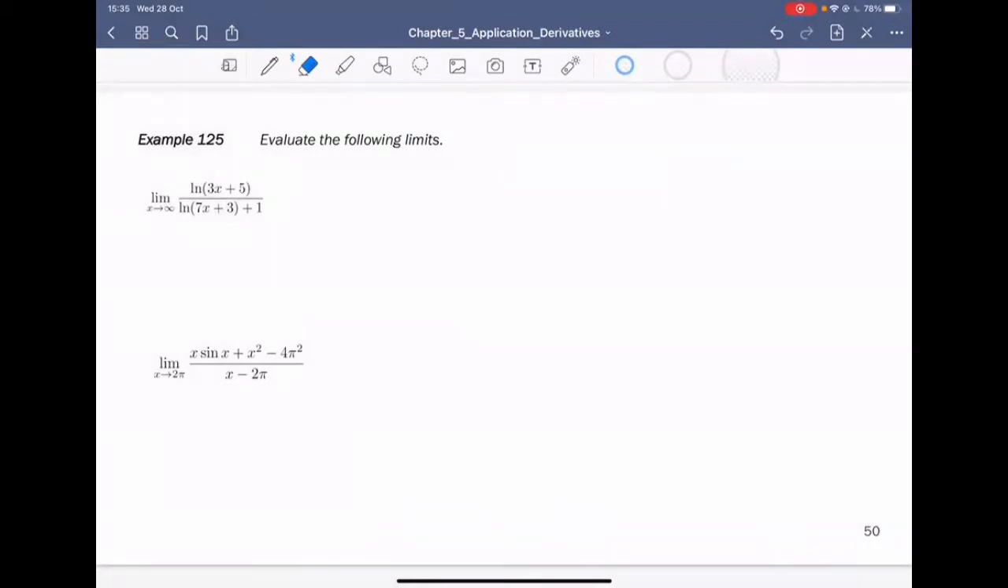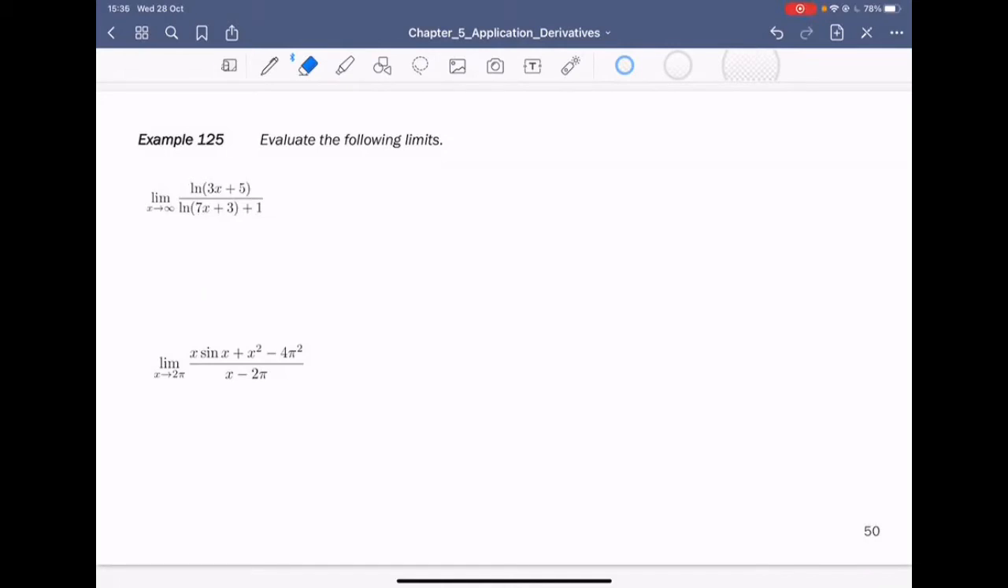All right, so let's start by looking at example 125. The first one is the limit of log of 3x plus 5 over log of 7x plus 3, plus 1. All right. Any question in the chat? Let's see first. No, okay, everyone good?